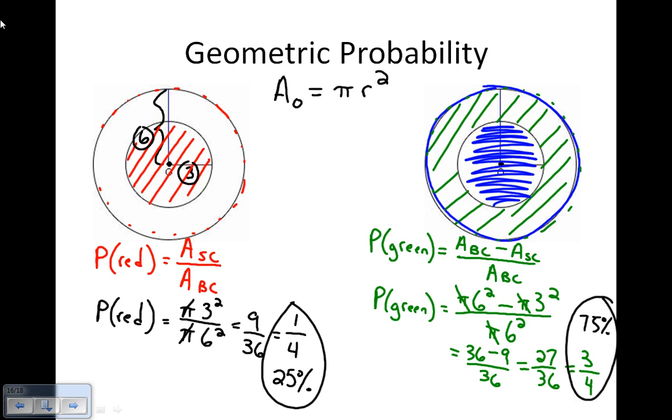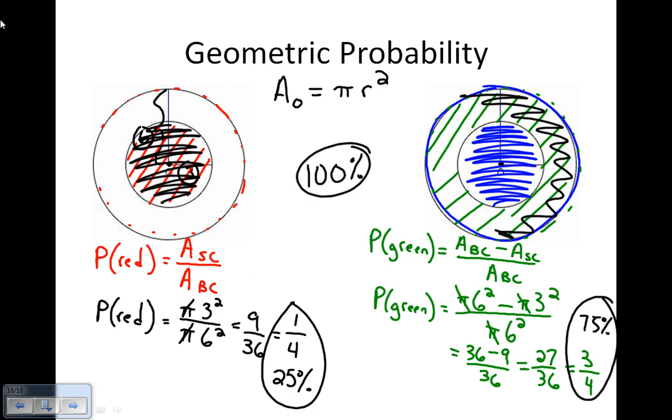And what I want you to notice here is if you have 25% and 75%, you're going to get 100%. That makes sense if we're looking at the pictures, because if we talk about the small circle and the outer ring together, that's the entire shape. So it has to either hit the red part or the green part. So together it's going to be 100%.